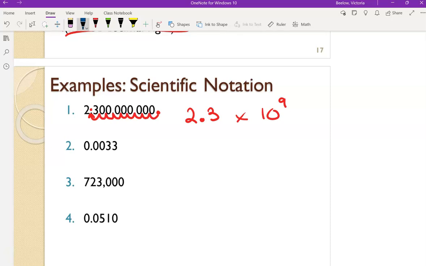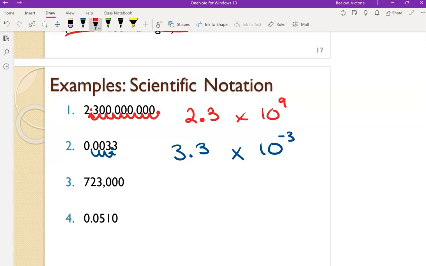Now let's do an example with a really small number. Again, I want to move the decimal until I have just one number to the left of the decimal. I'm going to move 1, 2, 3 places. There's my decimal, so 3.3. There's only one number to the left of the decimal in the ones place. Times 10, that part's always the same, and I moved it 1, 2, 3 times. But since this is a decimal, a very small number, it's to the -3rd. So go ahead and pause this video and try the next 2 problems on your own.